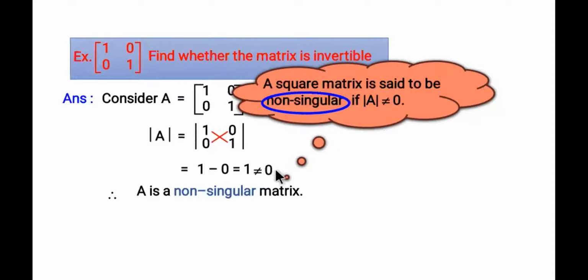So if A is a non-singular matrix, hence A inverse exists. That means you can invert this particular matrix. The given matrix has its inverse. So every time when the question is to find the inverse of the following matrix, the first thing you have to do is find the determinant of that particular matrix. You know how to find the determinant of 2 cross 2 and 3 cross 3 also.